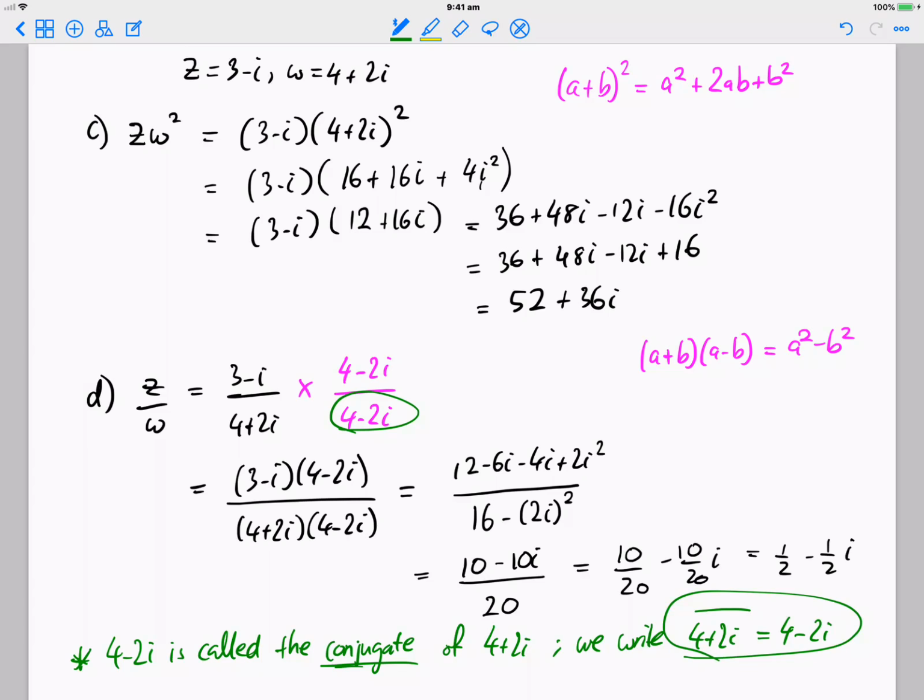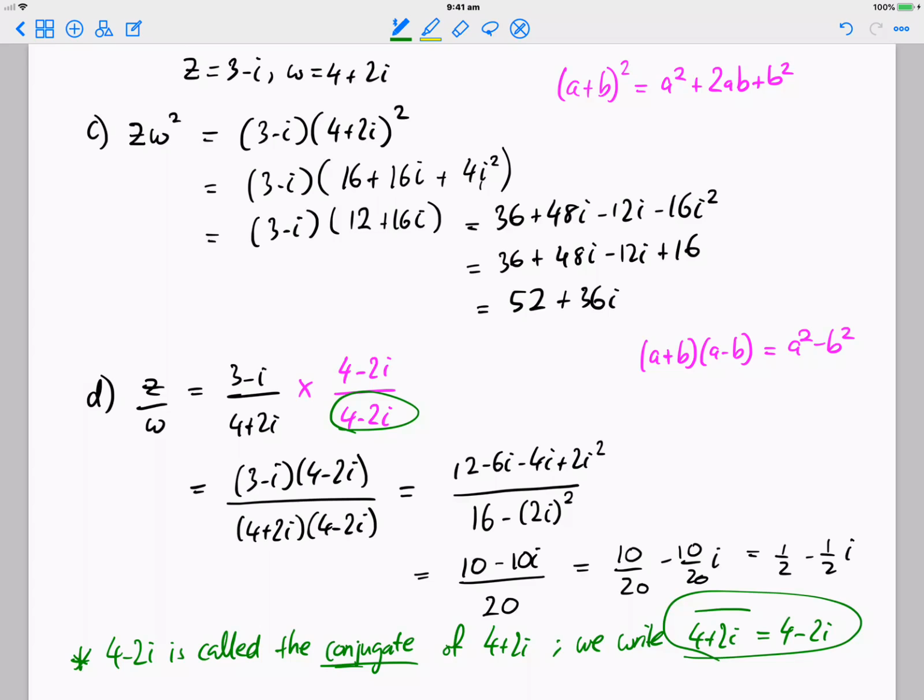So what the conjugate means is you just take the imaginary component and you flip the sign. So if it's positive, like in this case, I had positive 2i, you make it negative 2i. Or conversely, if it was negative 2i, you'd make it positive 2i. This operation is called conjugation. So 4 minus 2i is called the conjugate of 4 plus 2i.